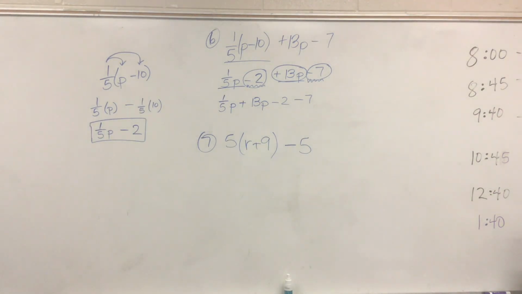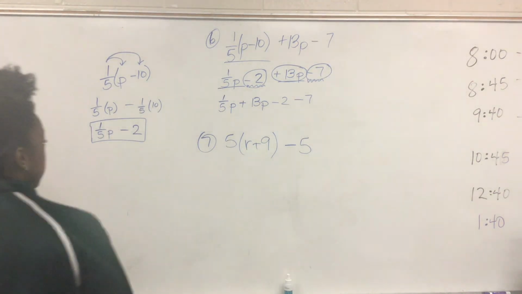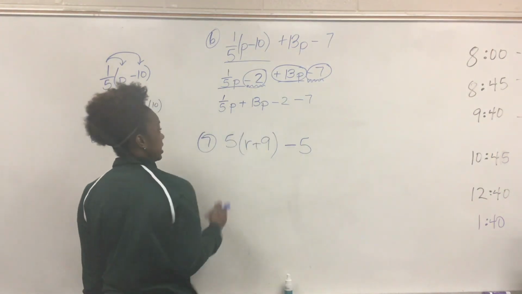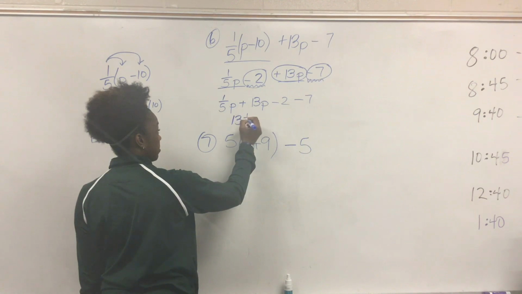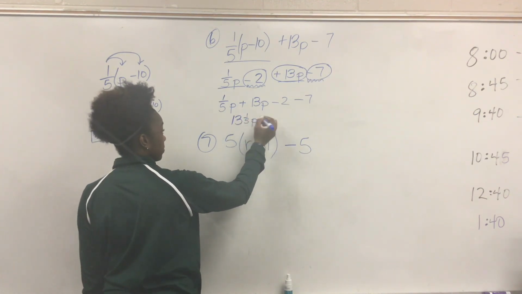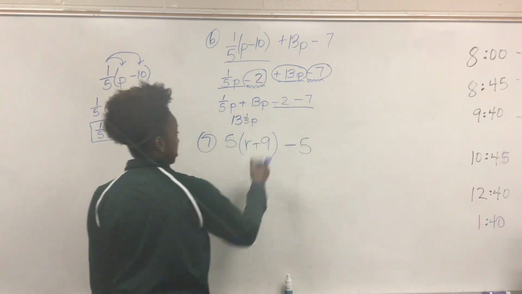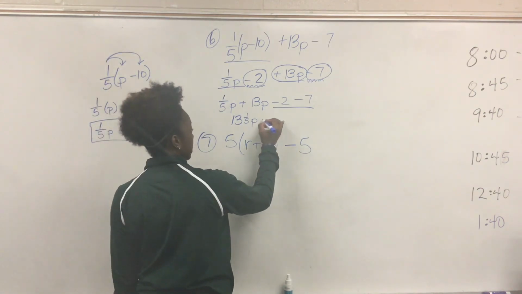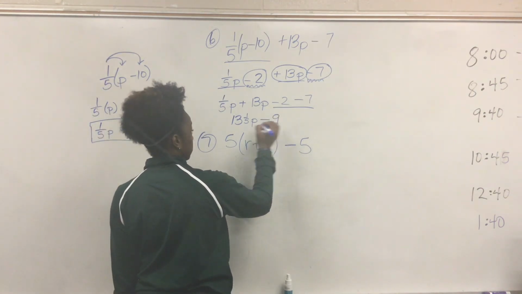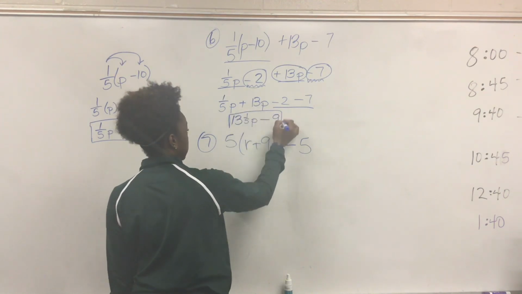Now I can combine. I have 1/5 p plus 13 p. Add the coefficients. That's 13 and 1/5 p. Then you have -2 minus 7. You combine those, you get -9.